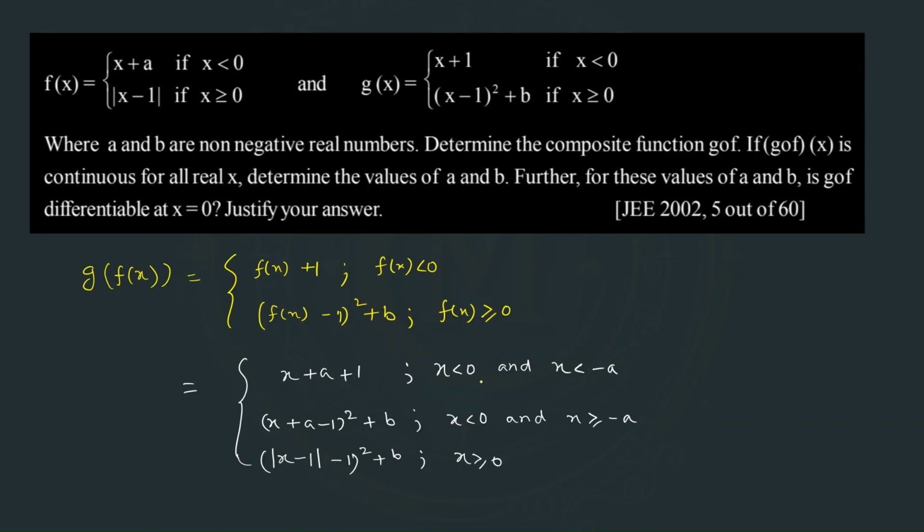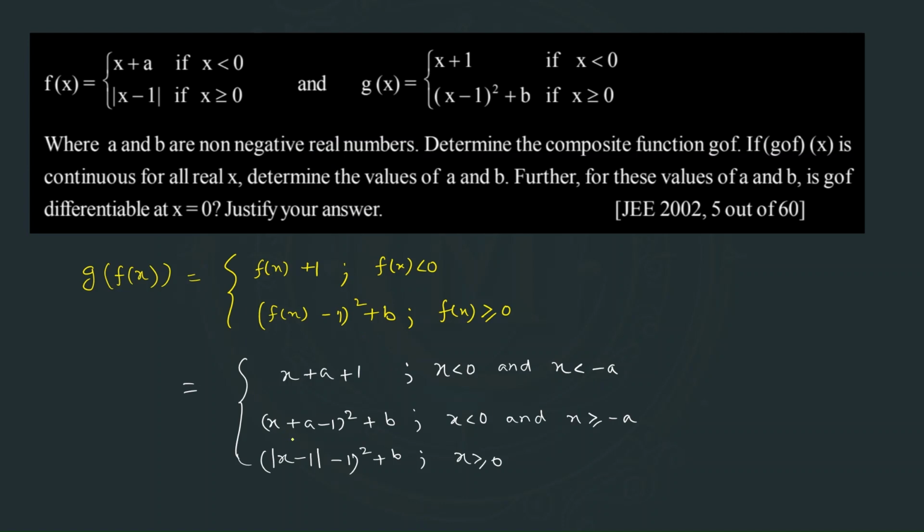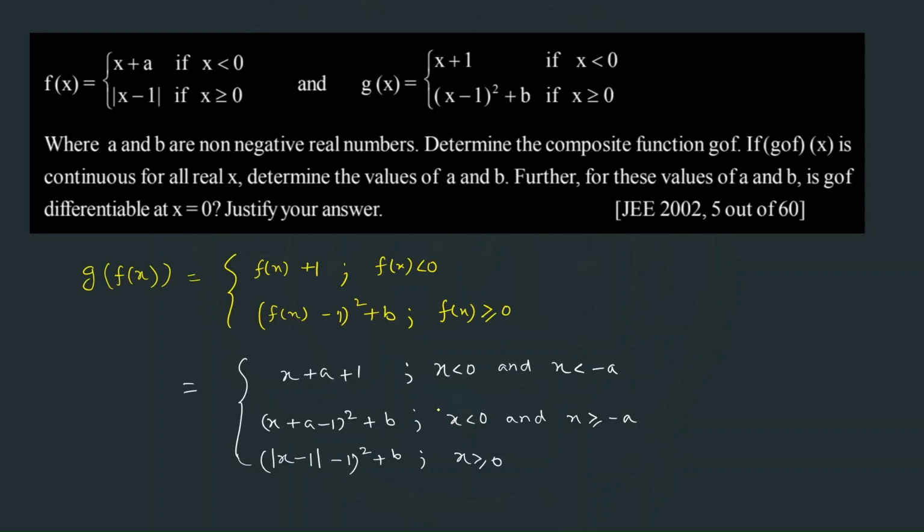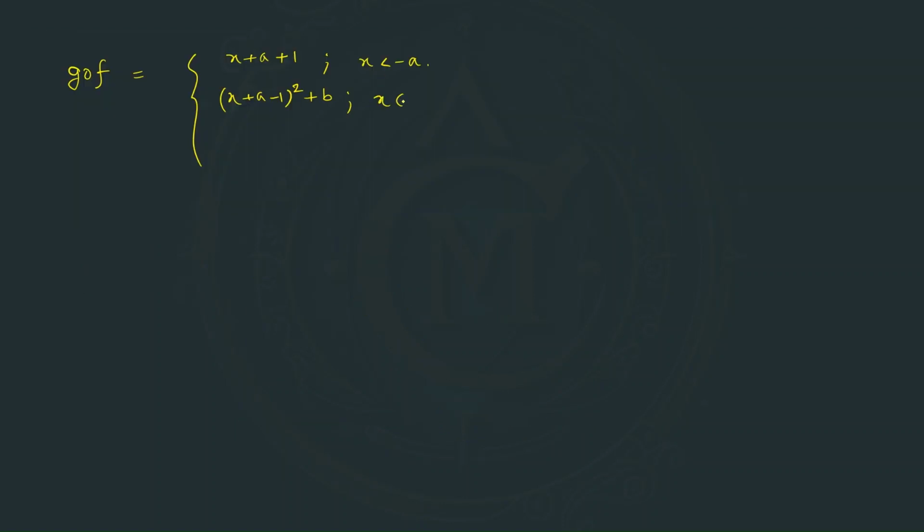So here g of f will become x plus a plus 1, and then it will be valid when x is less than 0 and x is less than minus a. So overall x is less than minus a. Similarly, for this definition to hold, it will be (x plus a minus 1) whole square plus b when x is less than 0 and x is greater than or equal to minus a. So here it will be x belongs to the interval closed minus a to open 0.